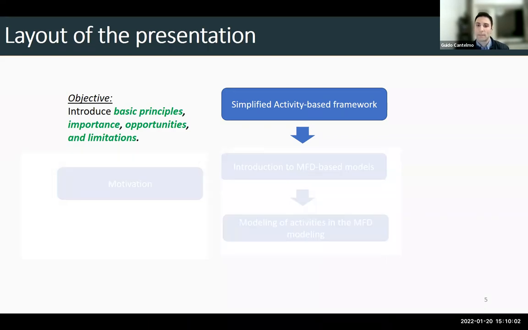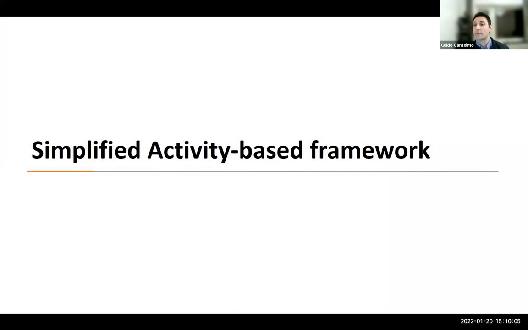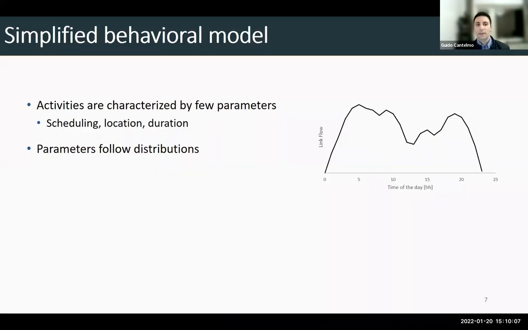So let's start from the simplified activity-based framework. First of all, as we are talking about the simplified model, it is really asking us to keep it simple. So we are not going today to look at individual mobility. We are not going to see individual users, but we are going to focus on an aggregated representation of the demand, mostly origin-destination demand flows. So flows of people moving from one zone to another in the city.